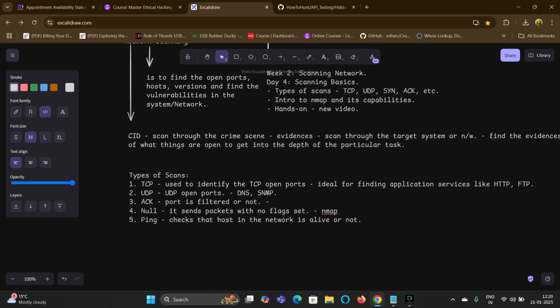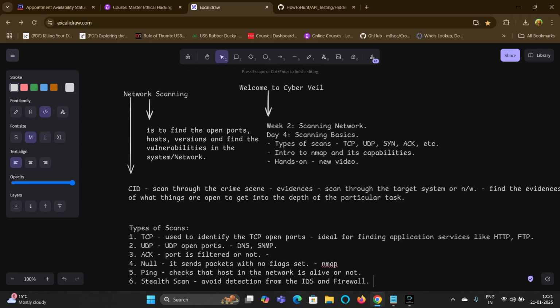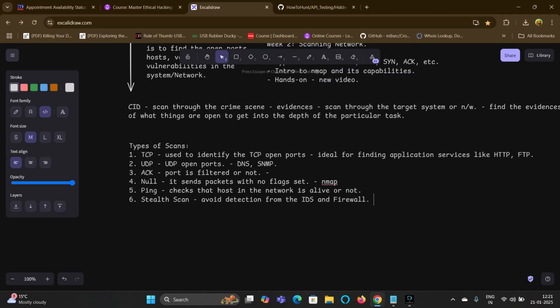Moving on further, there is one more scan, guys, that is the stealth scan. The task of the stealth scan is to basically avoid detection from the IDS and firewall. It is going to bypass the firewall and IDS and directly scan the whole network. It will avoid and not let itself be detected, and bypass IDS and firewall evasion. That's how it works. So next, we are going to discuss Nmap and its capabilities.